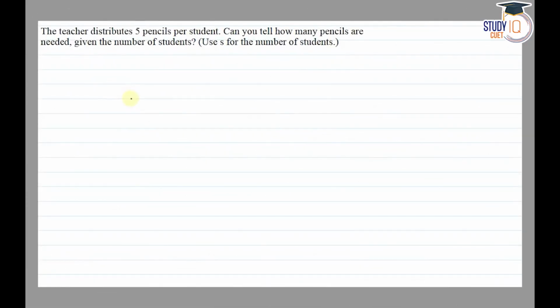Hello everyone, this question appears in class 6 NCERT chapter of Algebra. This is the fifth question of its exercise 11.1. So the question says that the teacher distributes 5 pencils per student. Can you tell how many pencils are needed given the number of students? So use S for the number of students.